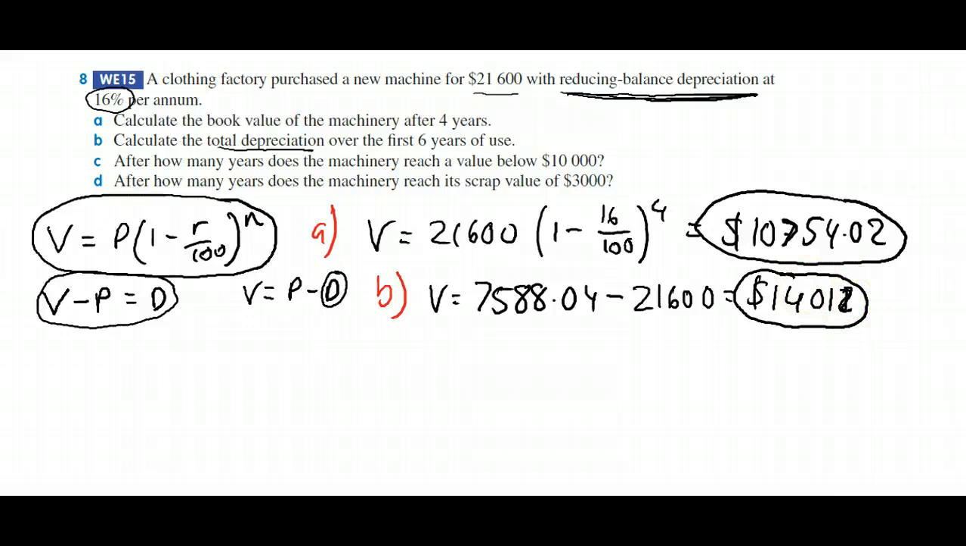Okay, in part C it says, after how many years does the machinery reach a value below $10,000? So they're telling us that the book value is going to be $10,000, and we want to know how many years that will take. So in this case, when we're doing our equation, V equals P (1 minus R over 100) to the power of N, this time we know the book value, we don't know N.